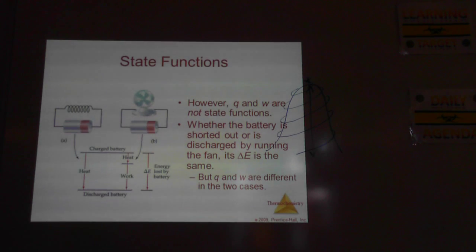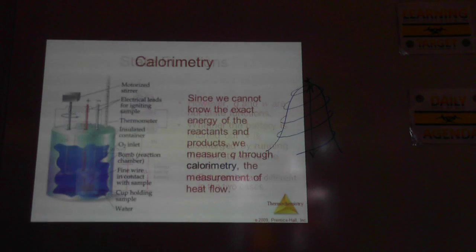And the opposite, on the right hand side, you see the battery that gets discharged because it's causing the fan to work. So it's going to produce a little bit of heat whenever the fan motor is running, but you also get a lot of work that's done to turn the blades of the fan. So the Q and the W in both of those cases are very, very different, but the energy that's lost by the battery is the same in both cases. So the delta E is a state function, Q and W are not.